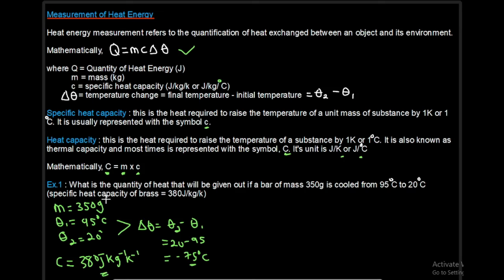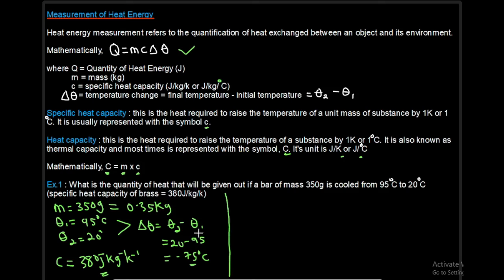Now, before we start solving, we need to ensure that all our units are in order. Here we have specific heat in kilograms, and here we are seeing our mass in grams. So we need to convert these grams to kilograms, and to do that we divide 350 by 1000, and that will give us 0.35 kilograms. Now we can go on to the question.